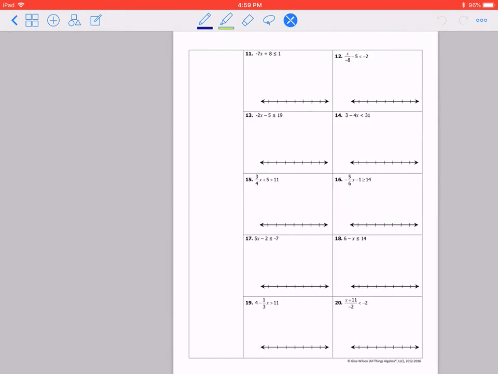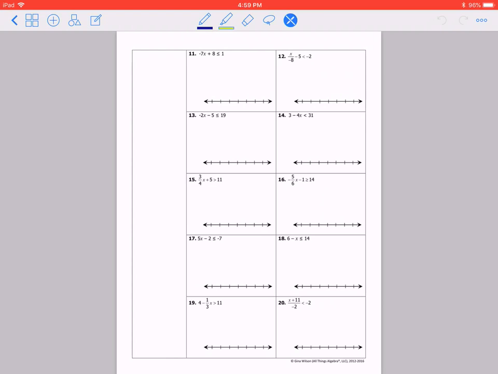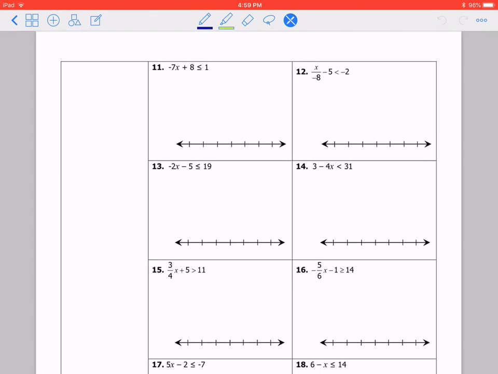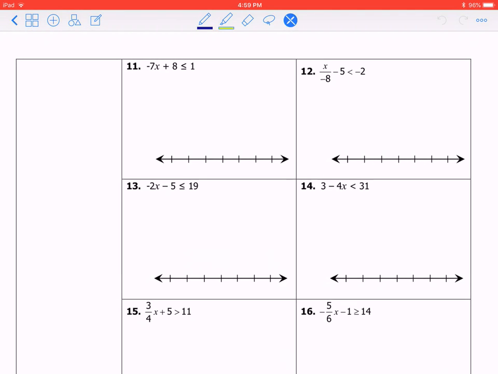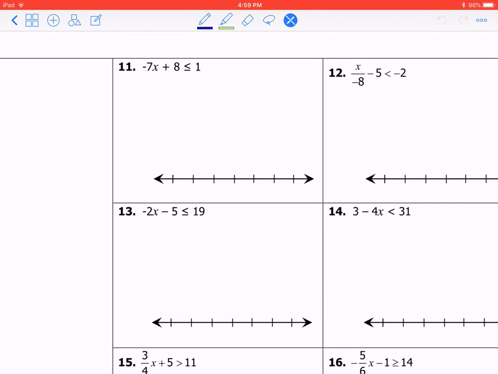Okay, go ahead and flip it over. We have lots of examples. Okay, let's see. The number 11, we're going to see a potential negative sign. So for number 11, we're going to start it off the same way. We're going to take our plus 8 and subtract it. Bring down the negative 7x.